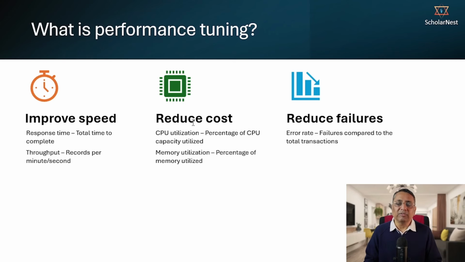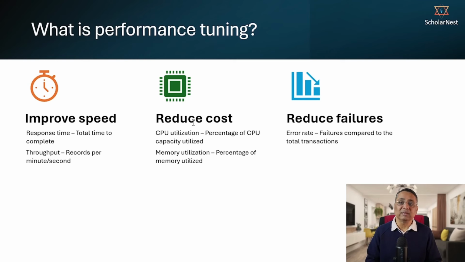The second goal of performance tuning could be reducing the cost, right? So the idea is to do more with fewer resources. So how do you measure whether you have improved the cost or not? Simple. Earlier I was able to do it with maybe 20 CPU cores in 60 seconds. Now we are able to do it with 10 CPU cores in the same 60 seconds. So we are able to reduce the cost.